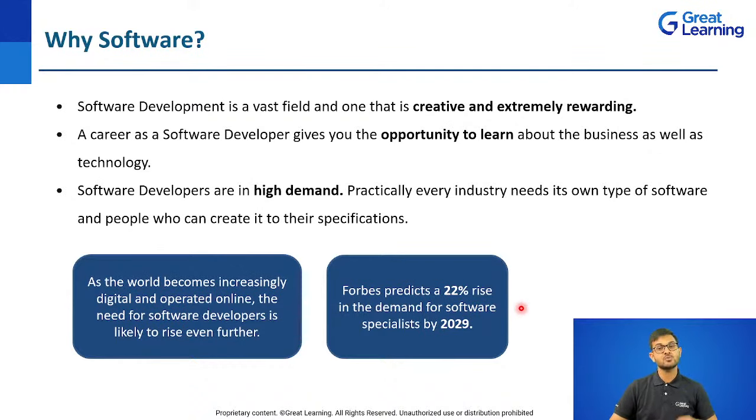Forbes predicts that a 20% rise will be there in the demand of software specialists by 2029. And that number is eventually going to increase only because all the things are being operated online and everything is moving towards the digital era. Right? So that is only going to increase, and there is going to be more and more need for software developers.